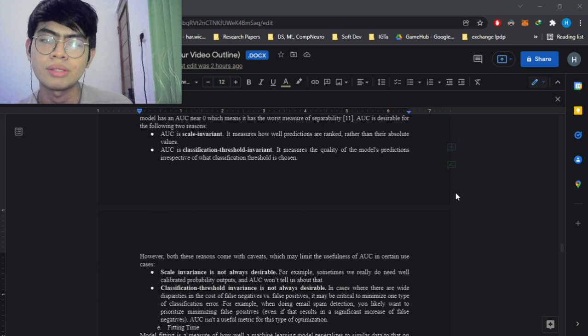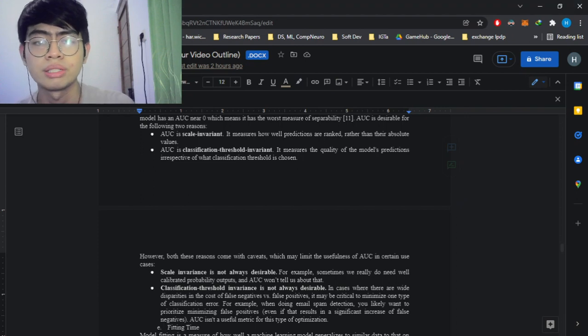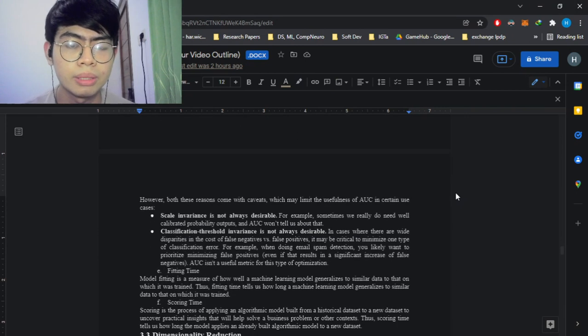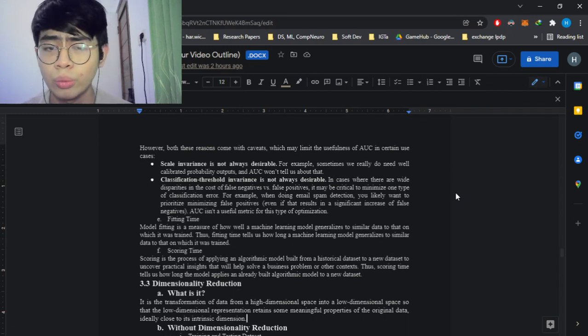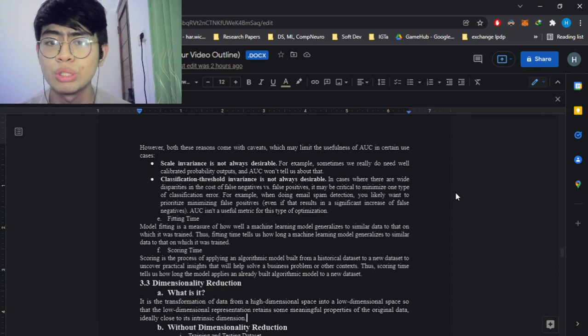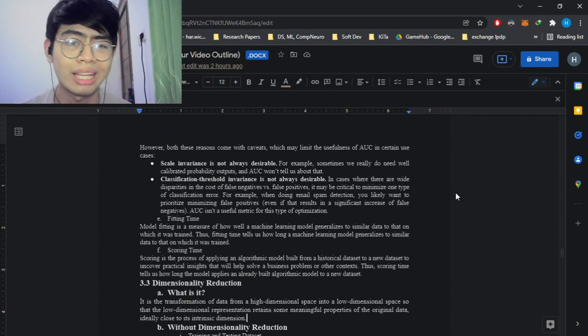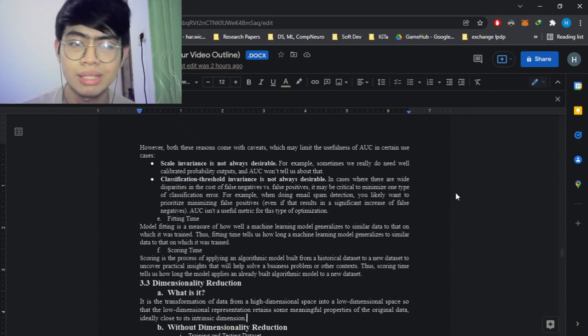And I think this is desirable because a lot of the time we want a performance metric that is threshold invariant, right? But it does come with a caveat, in that scale invariance is not always desirable, because sometimes we really do need well calibrated probability outputs, right? And the AUC doesn't tell us that.